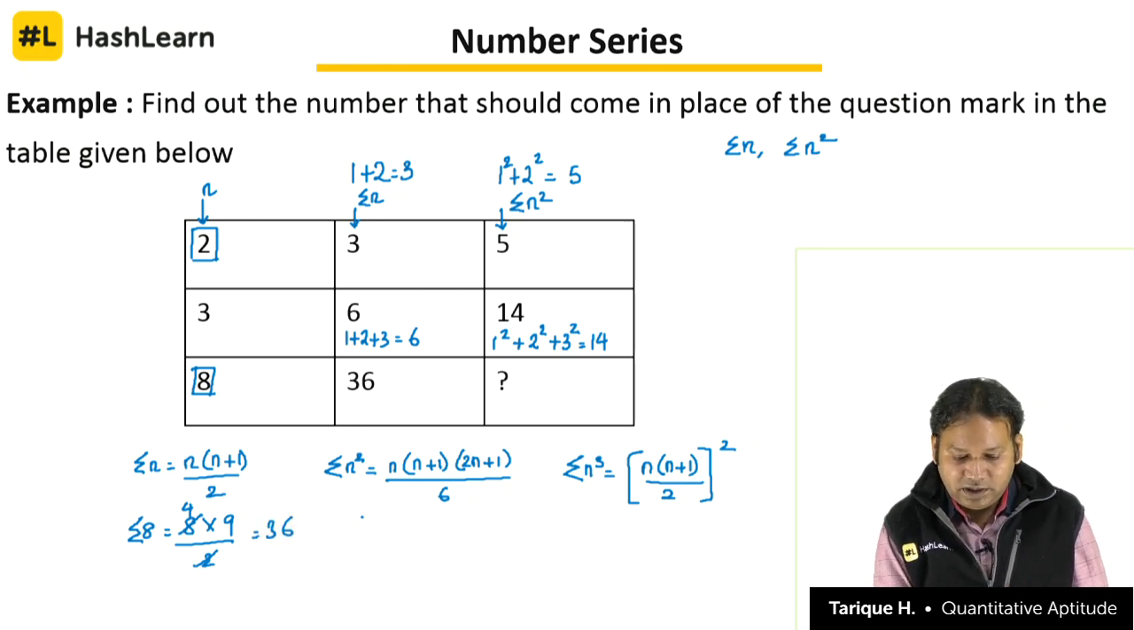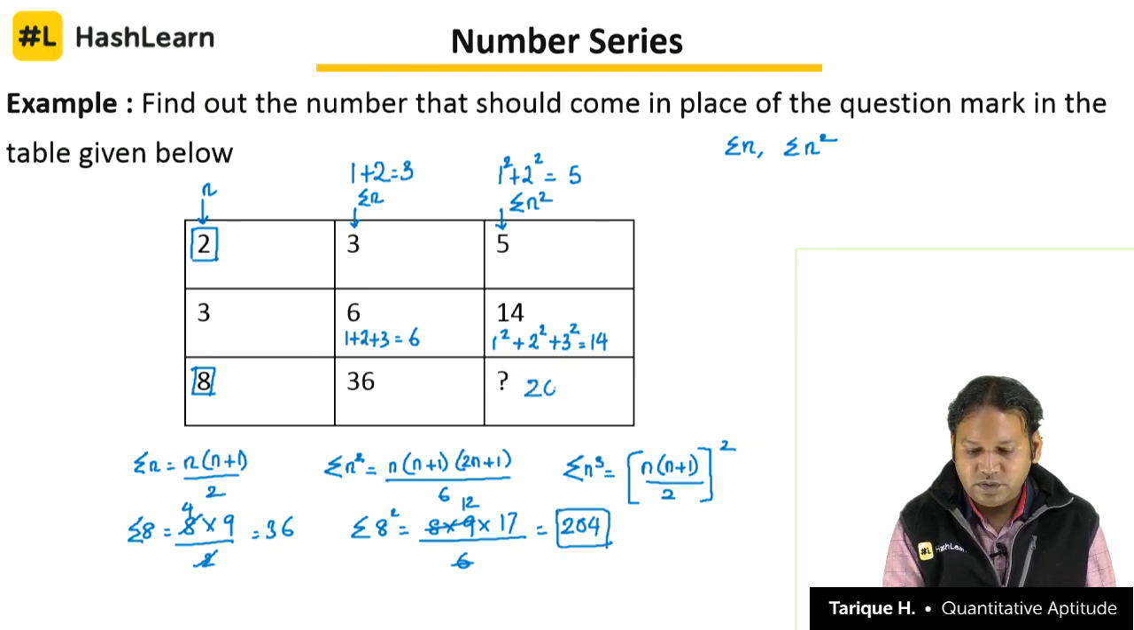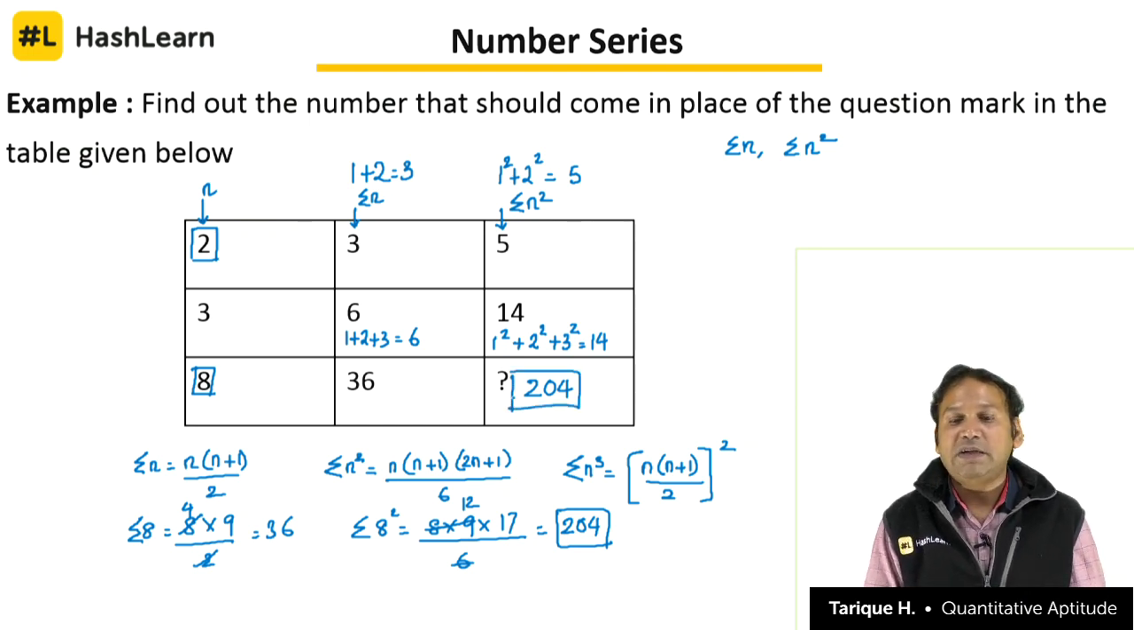Okay. Now summation 8 square is equal to 8 into 9 into 16 plus 1, that is 17, by 6. 72 by 6 is 12. 12 into 17 is 120 plus 84, which is equal to 204. So this number here should be 204. What number should come in the place of the question mark? 204 should come in the place of the question mark.